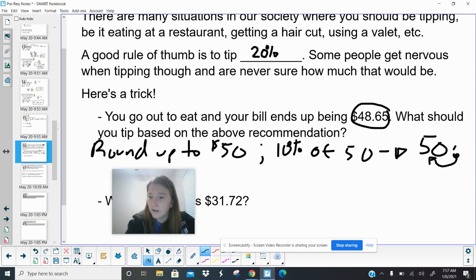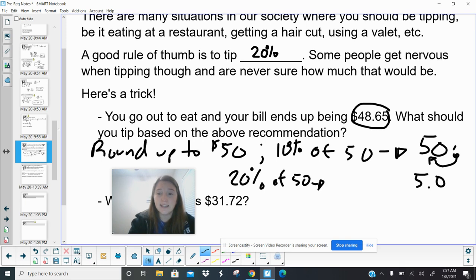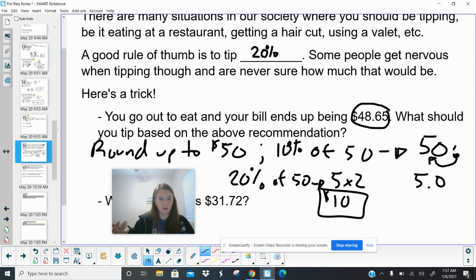Now I have 5.0 technically, but that 0 doesn't really matter. So this is 10% of 50. That should make sense. If I multiplied that by 10, I would get back to 50. So if that's 10%, to get 20% of 50, I can take that 10%, which was 5, and multiply it by 2. So my tip would be $10.